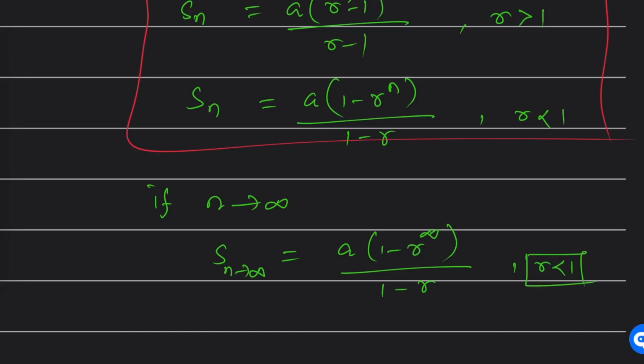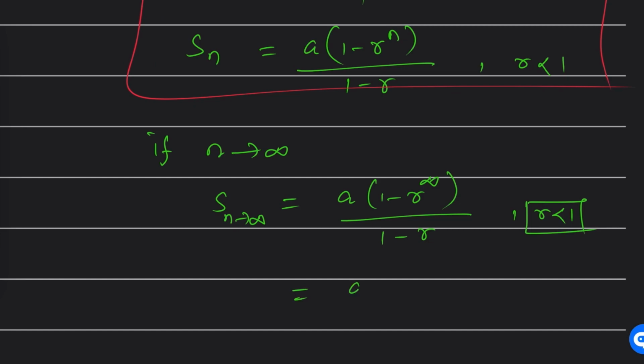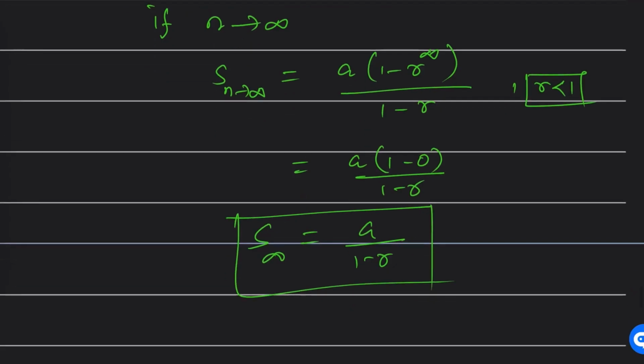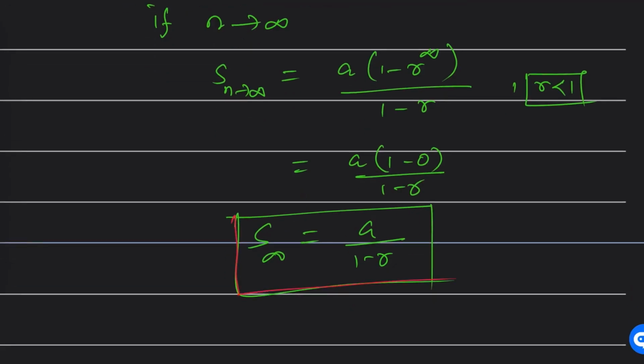If r is less than 1, this term is going to be 0. Why? As I told you in binomial approximation, if the number is less than 1 and you increase the power, the number tends to 0, so it is almost 0. So a number less than 1 to the power infinity is 0. So a(1 - 0)/(1 - r), finally we get a/(1 - r). So S_infinity directly you can write as a/(1 - r).